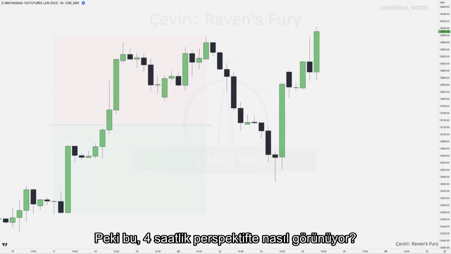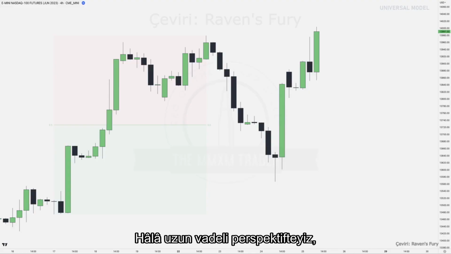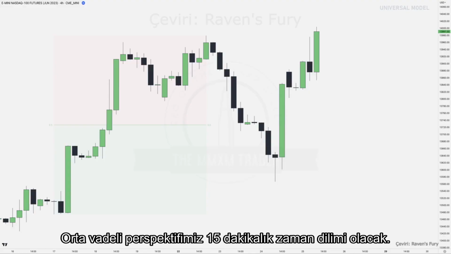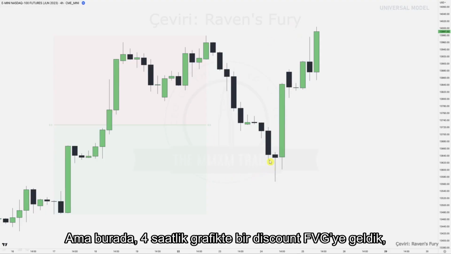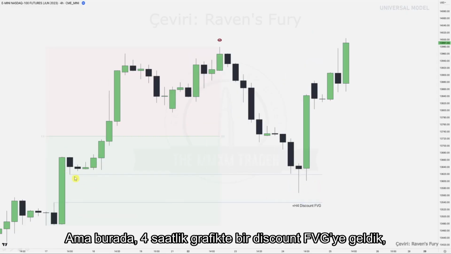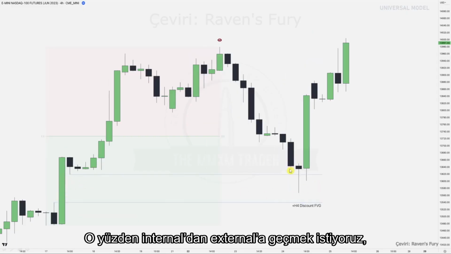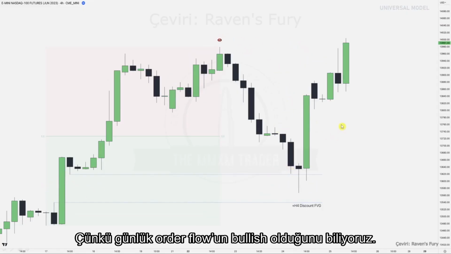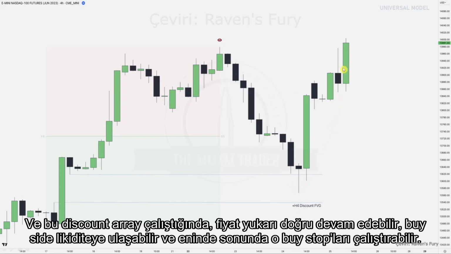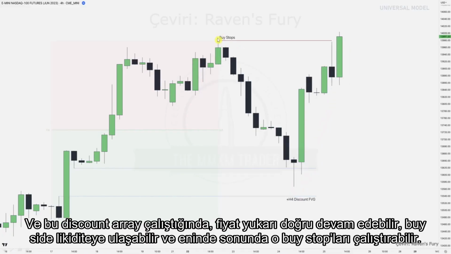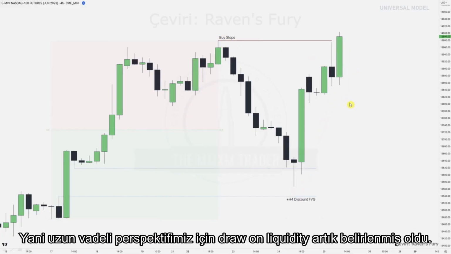So how does that look on our 4-hour perspective? We're still on a long-term perspective, right? Because our intermediate term perspective will be a 15-minute time frame, and our short-term perspective will be a 1-minute time frame. But over here, we reached that discount fair value gap, right? On the 4-hour over here. So we want to go from internal to external, right? We know daily order flow is bullish. We are in a discount array, and with this discount array hit, we can continue up into buy side liquidity and eventually run those buy stops. So our draw on liquidity for our long-term perspective has been established.